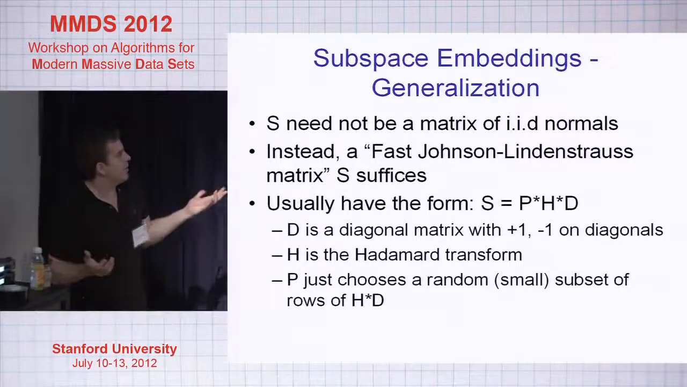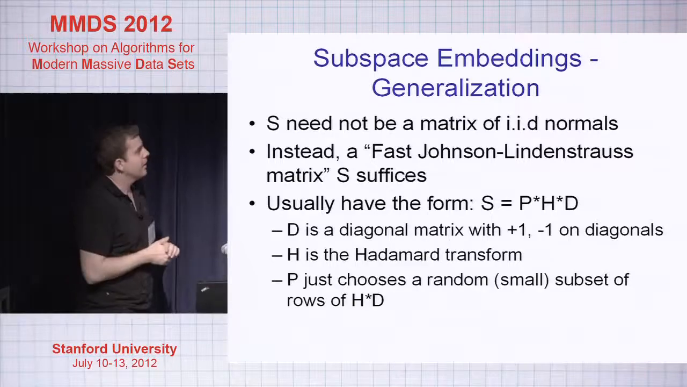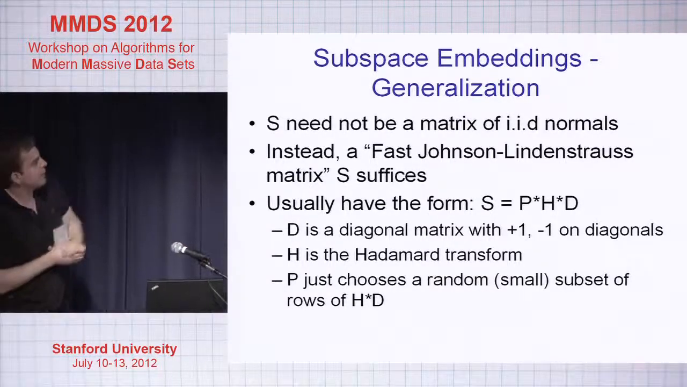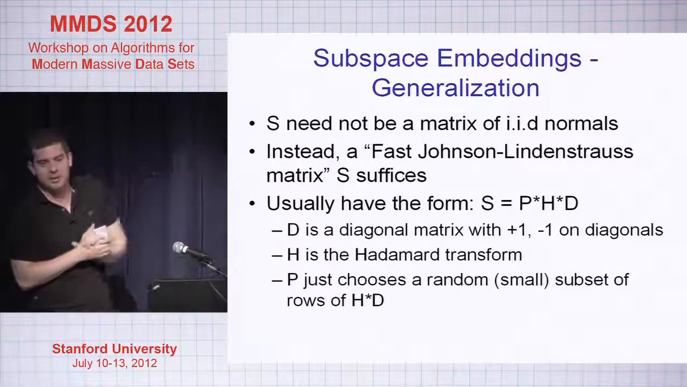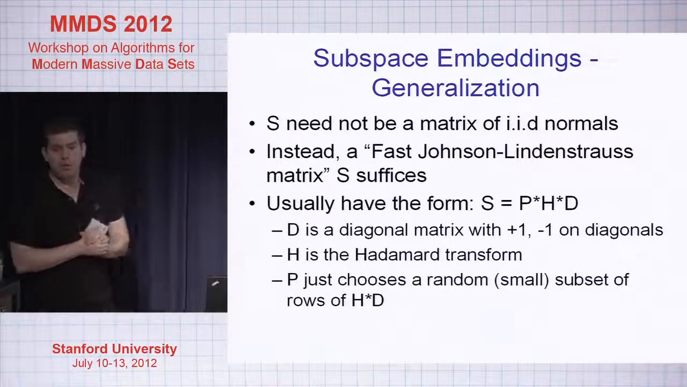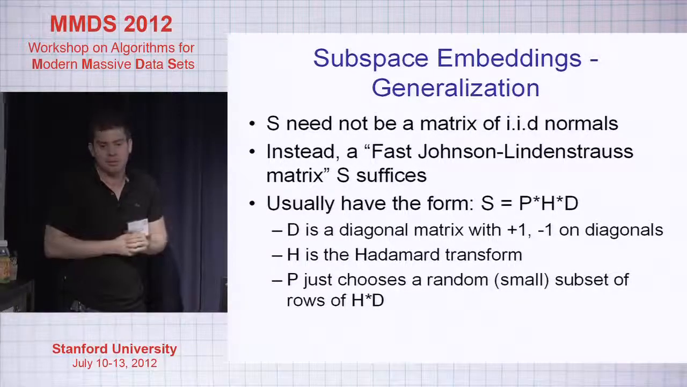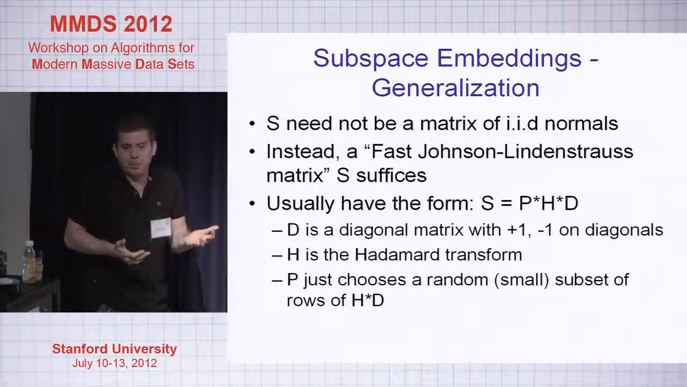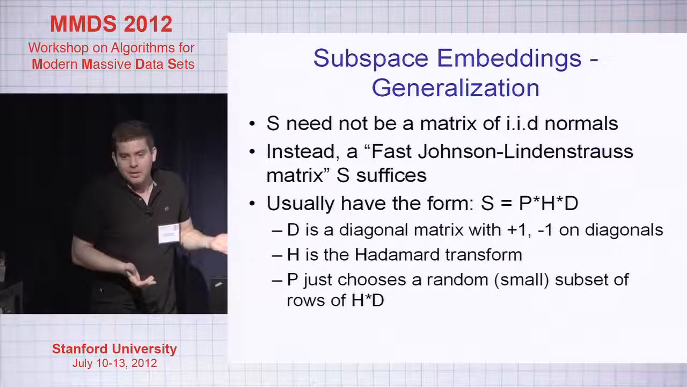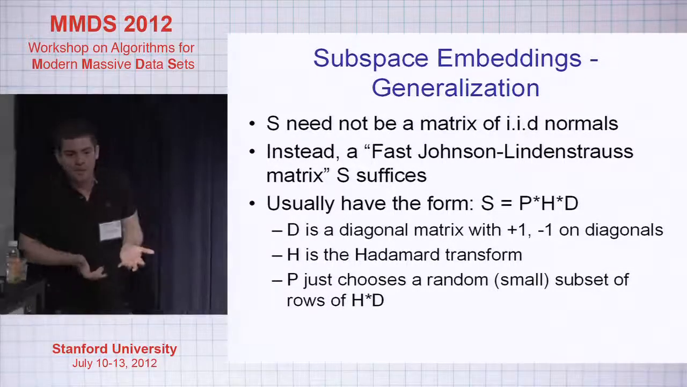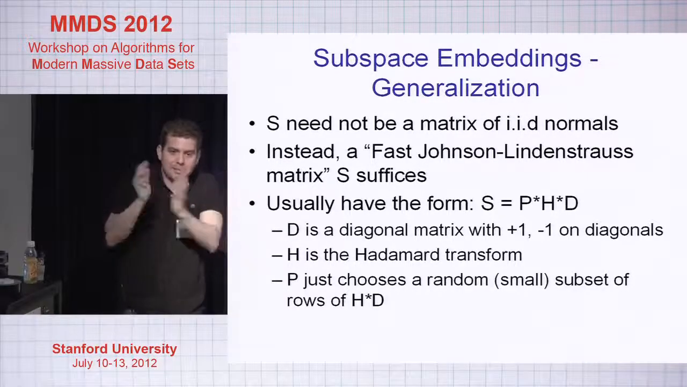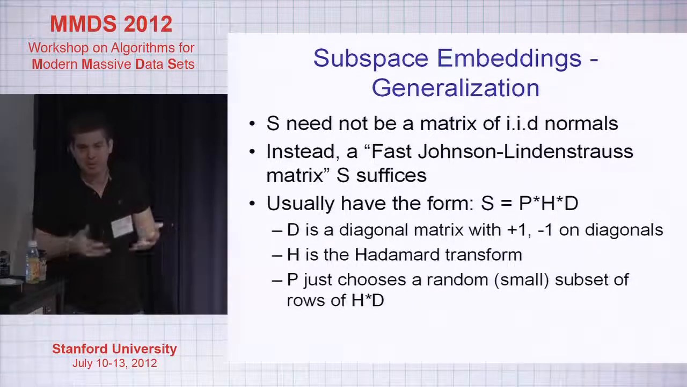So what does such a matrix S look like? Usually it has the form S is P times H times D. Now D is a diagonal matrix with random plus or minus ones on the diagonal, so it's very easy to multiply a matrix by D. H is the Hadamard transform. The nice thing about Hadamard transforms is that if I have an n by n Hadamard transform, I can compute H times a vector in only n log n time instead of n squared time.